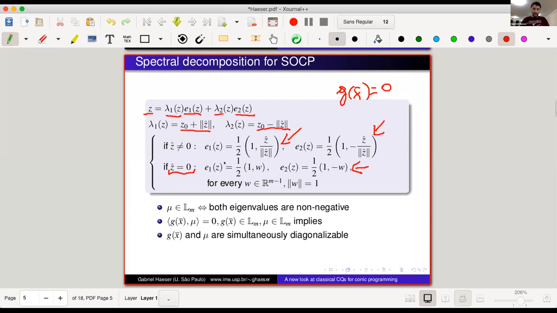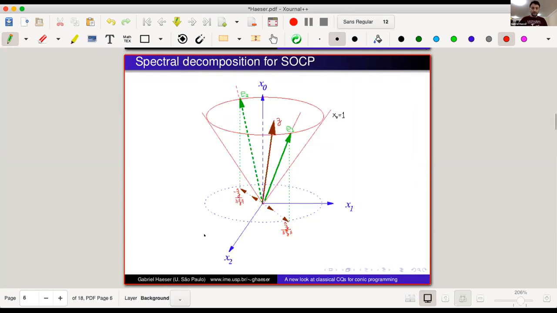And many properties that hold for usual eigenvalues of a matrix hold for eigenvalues of SOCP problems. For instance, a vector belongs to the cone if and only if both eigenvalues are non-negative, which is the same as for a symmetric matrix and positive semi-definiteness. And when you have an inner product, a complementarity constraint, with primal and dual feasibility, this implies that g and mu are simultaneously diagonalizable. This is the same as SDP. So we will use these tools.